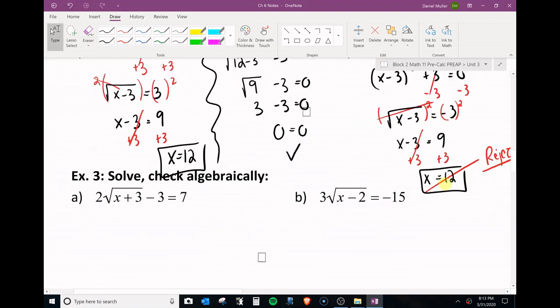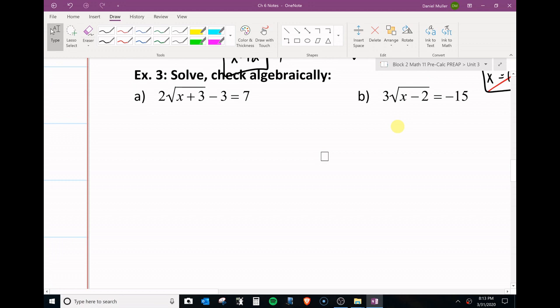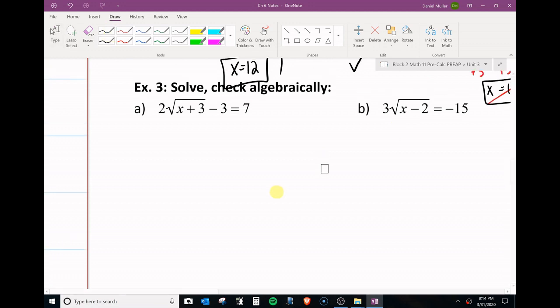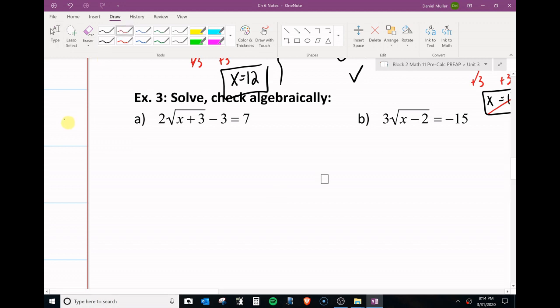So now I'm going to take a look here. Example 3. Remember, we need to work backwards BEDMAS. So I'm going to write backwards BEDMAS up here just as a reminder. So you're looking for addition, subtraction, multiplication, division, then exponents, and then brackets. So that's what we're looking for.